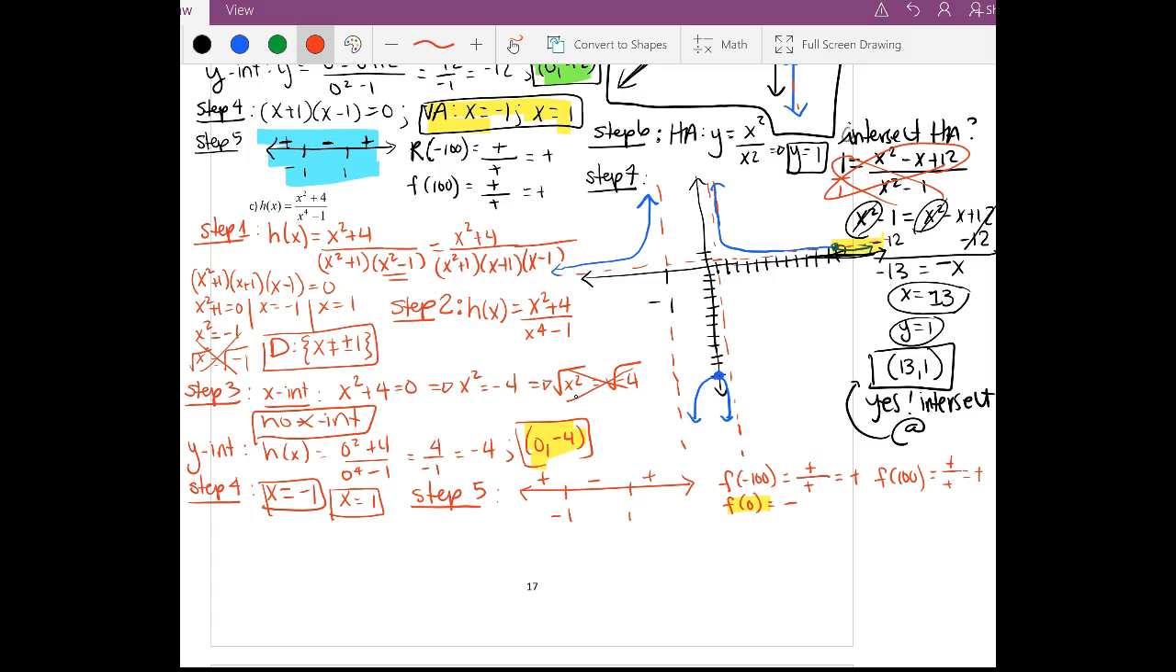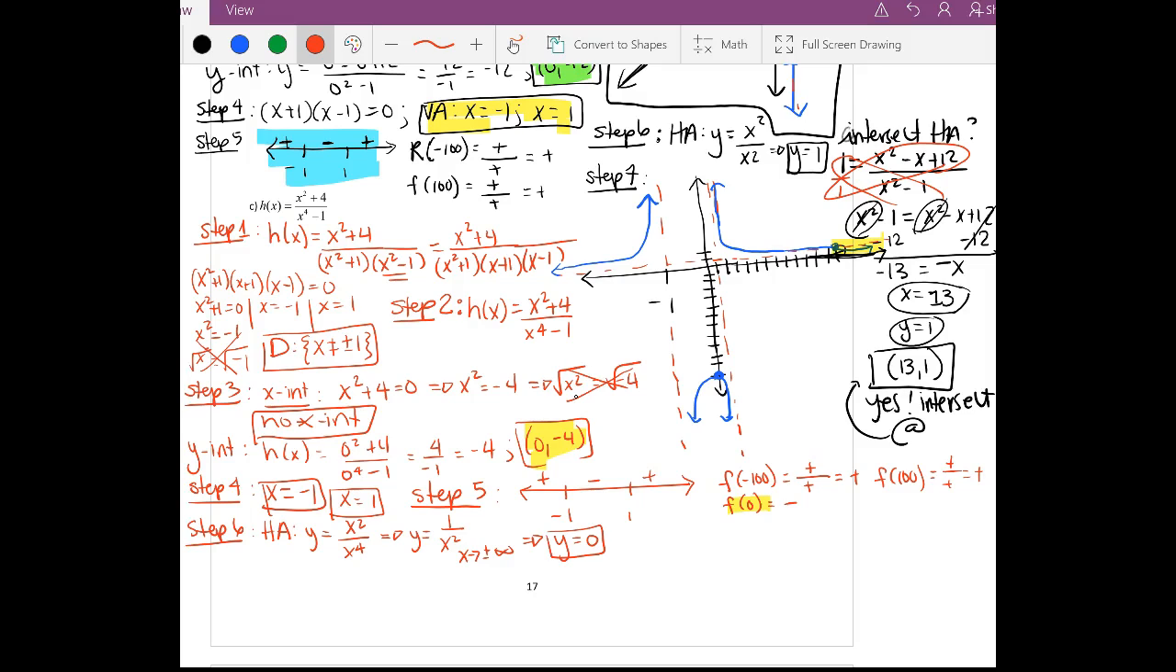Then our next one is going to be step number 6. Step number 6 says locate your HA or OA and then tell me if it crosses or not, which I tend to forget, which is super important that I don't. So the degree on the top is 2. The degree on the bottom is 4, so this is definitely an HA. So y equals, the end behavior on the top is x squared, the end behavior on the bottom is x to the fourth. We're going to reduce, it's going to be 1 over x squared. As x approaches something super ginormous, like -1,000 or +1,000,000, y approaches 0. So that is your HA.